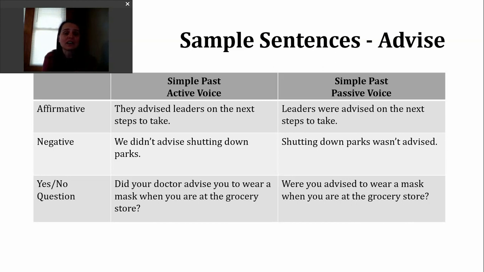If we want to make a question in the simple past tense, we're going to move was or were to the front and then have that object, the person receiving the action, and then we're still using advised as part of our question. So here is a simple past passive voice question. Were you advised to wear a mask when you were at the grocery store? So in all three examples here of passive voice, you don't know who was doing the action, who was giving the advice in any of these instances. And again, maybe it doesn't matter.